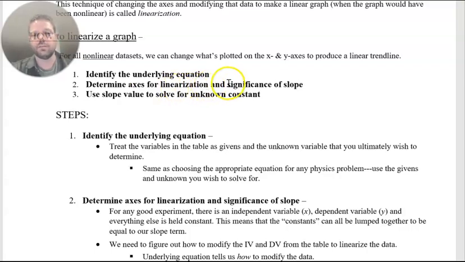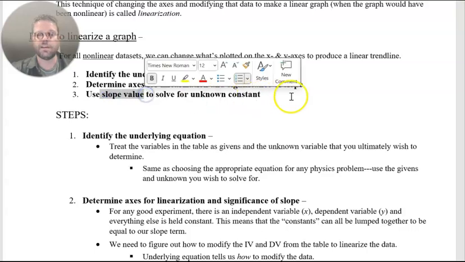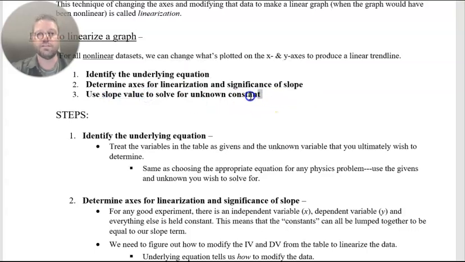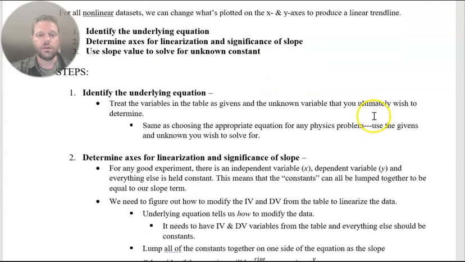This also includes figuring out what the significance of the slope is, meaning if I get the slope to be a number like 5, what is 5 equal to? What's the significance of the slope? How does it allow me to calculate an unknown variable? And that's what we're going to do in number 3, is to use the numerical value for the slope to then solve for an unknown constant. Okay, so I'm going to explain these quickly and then let's get to an example.